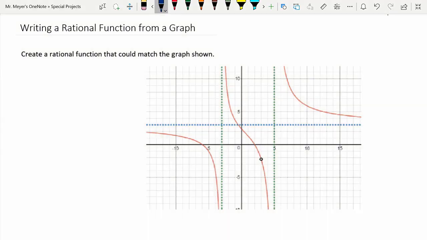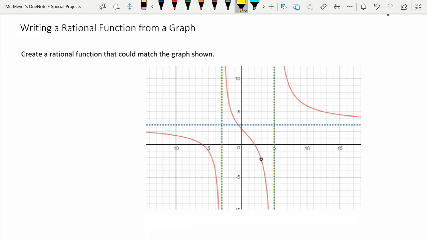So let's talk about how we can write the equation of a rational function from looking at a graph. There are going to be 4 key features that we need to observe about this graph when it comes to then translating those features into the equation. The first feature we're going to look at are these 2 dotted green lines you see here. Those are your vertical asymptotes. Those are going to be a key feature we'll work with.